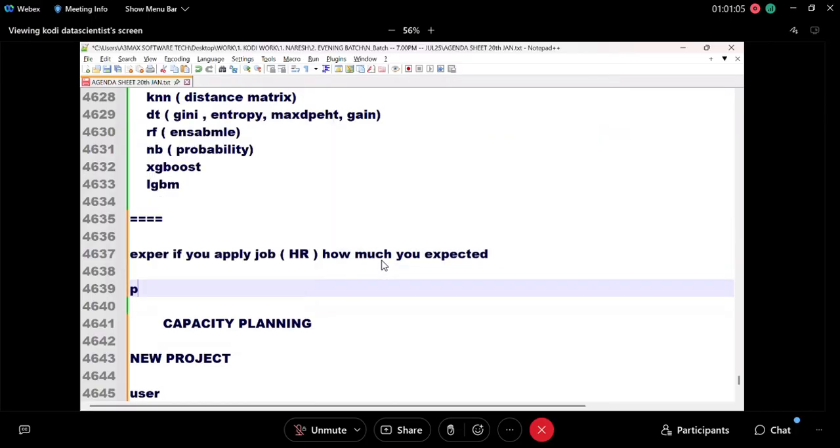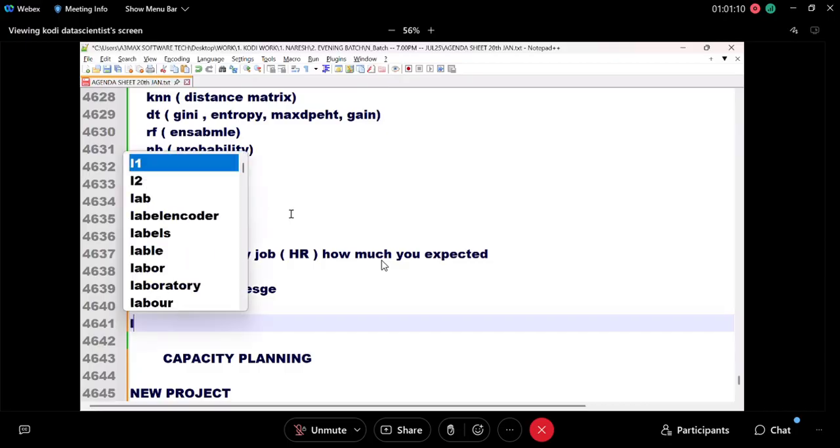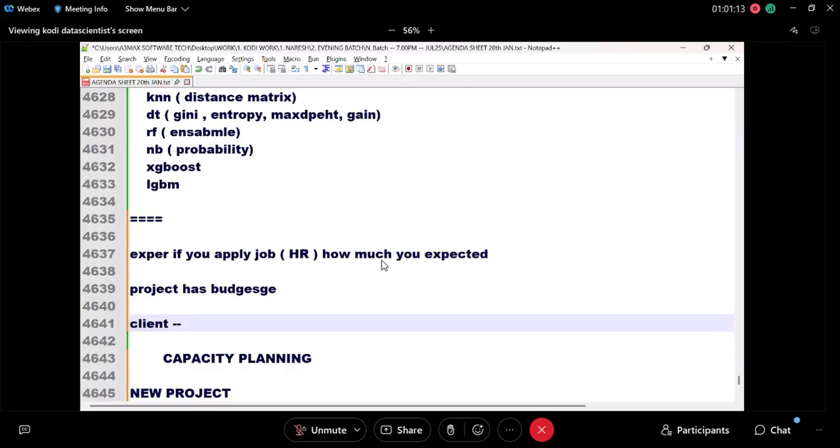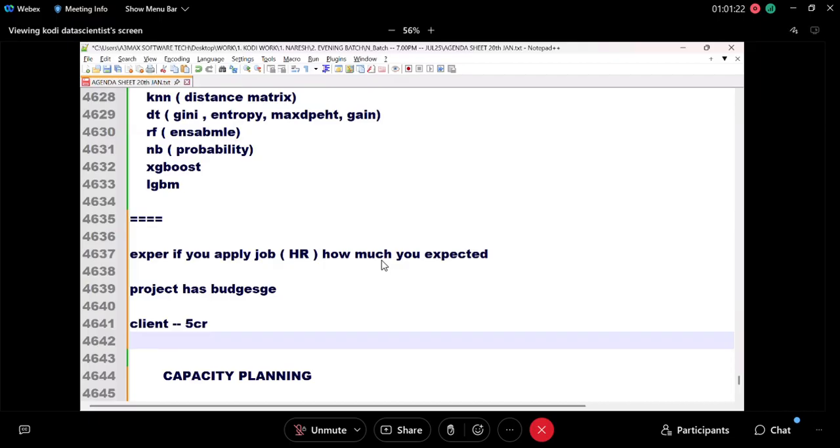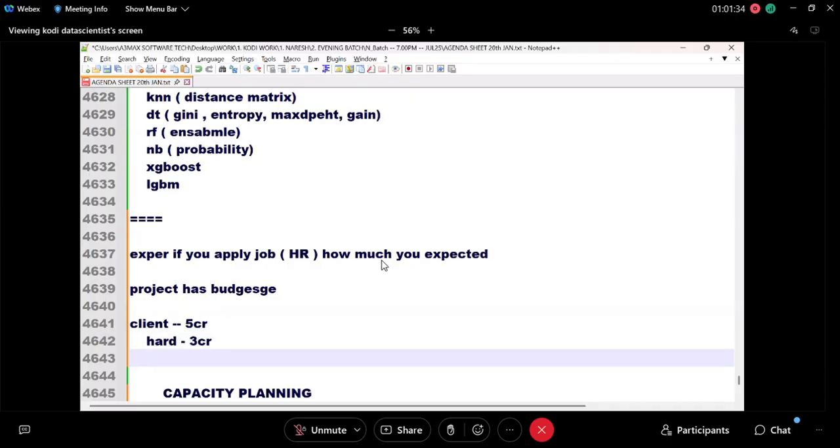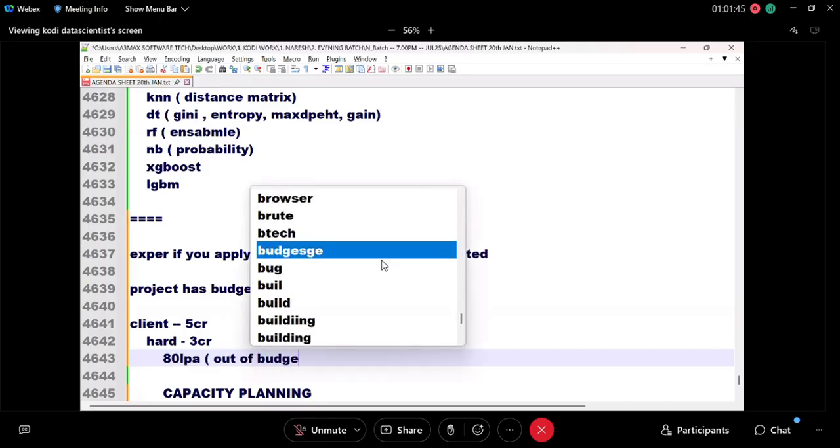Because every project has a budget standard. The client says, to complete this project I will roll out 5 crore. The project budget is 5 crore. In that project, you check, if only hardware will take 3 crore, the company will not accept it. And even if they hire a person, if you're an experienced guy and you ask for 80 lakhs, do you think the company will pay? No, this is called, sorry, out of budget constraint.